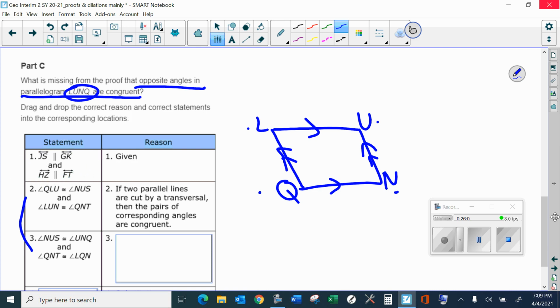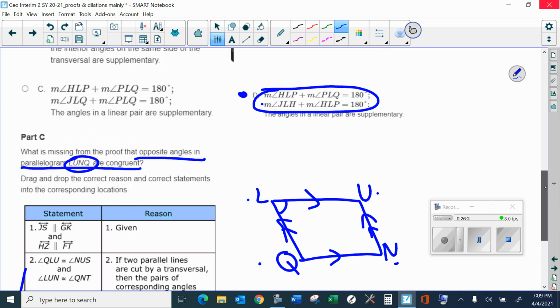All right, next. Angle QLU. This angle is congruent to NUS. NUS? What the heck? Do we have a drawing of this somewhere?